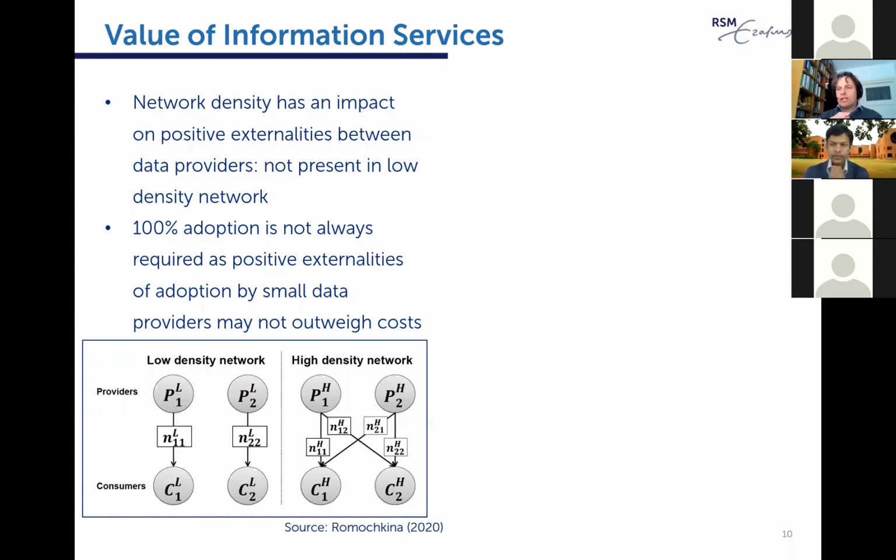For example, it might even be that in a high density network where a lot of data exchange takes place between producers and consumers of information, even competing producers might benefit from each other because they both add value to the same consumers. So this network effect that we studied in detail is also about the structure of the network in which different players play a role.